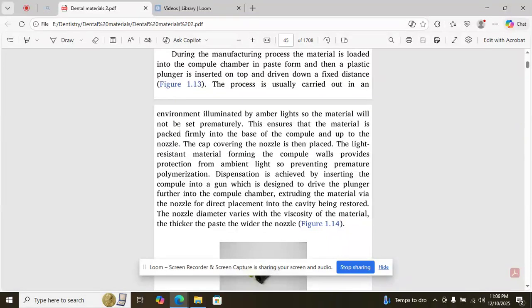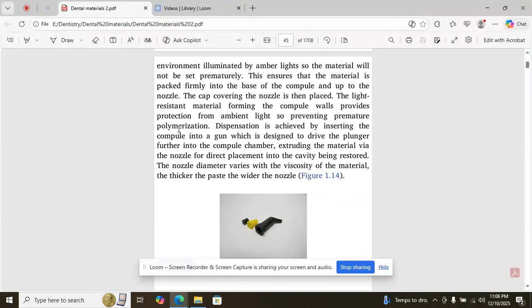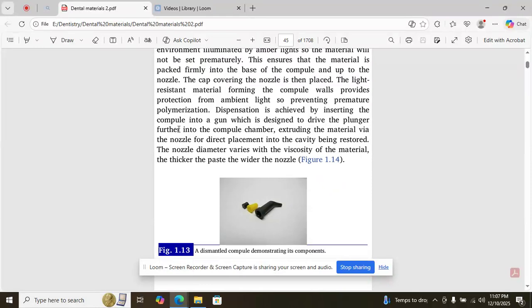Dispensation is achieved by inserting the compule into a gun, which is designed to drive the plunger further into the compule chamber, extruding the material via the nozzle for direct placement into the cavity being restored. The nozzle diameter varies with the viscosity of the material. The thicker the paste, the wider the nozzle.